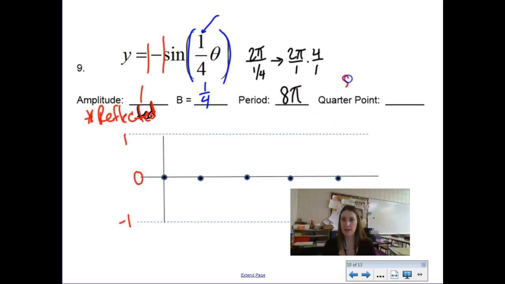And then if you quarter that, you take the period and you quarter it. So we're going to count by 2 pi's. So this being 0, and if I count by 2 pi's, that's pretty easy. 2 pi, 4 pi, 6 pi, and 8 pi. And then I'm not going to forget, remember this is sine, but it's reflected. So it still starts at 0, but instead of going up, we're going to go down to the minimum.